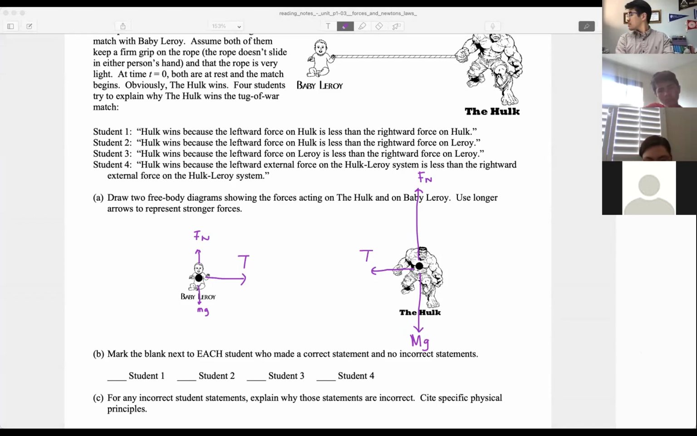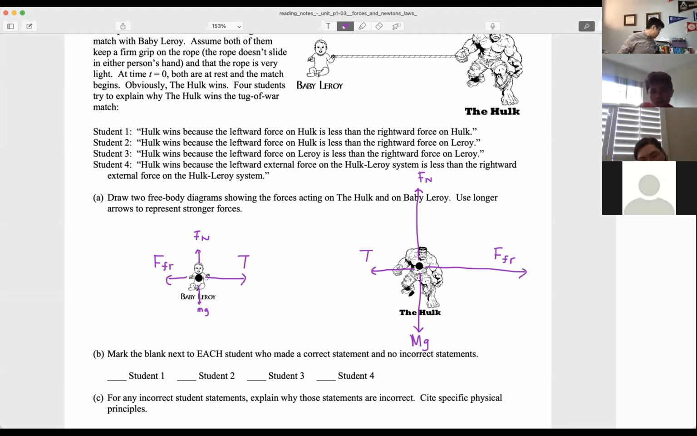Would it be friction pulling outward for both? Friction pulling outward. Are these ones the same size? No, those should be different. The baby should be less than the Hulk. Exactly. The baby should be less than the Hulk. That's why it loses. The baby loses not because it has bad grip strength, but because it cannot gain enough friction. So this goes back to the tug of war question we had earlier. It's not necessarily because he pulled with more force, it's because of the friction.